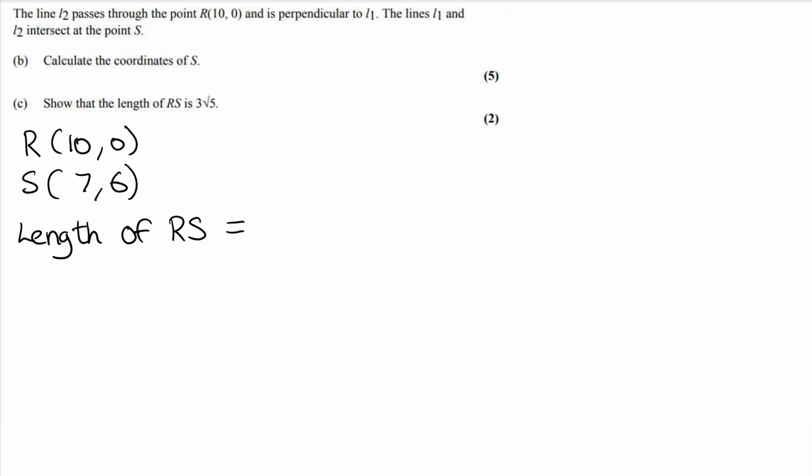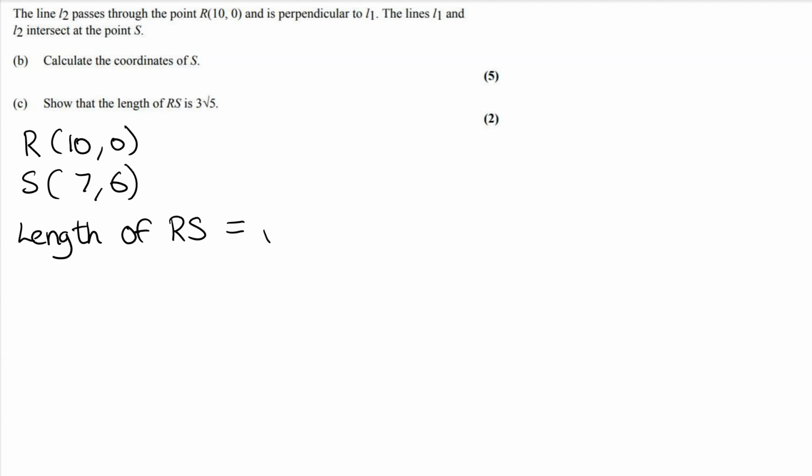Part C is just 2 marks. It's pretty much what we'll be doing throughout this whole video. Find the length between 2 points. So this wants us to find this length between R and S. So just between (10, 0) and (7, 6). Remember that (7, 6), we just found that in part B.